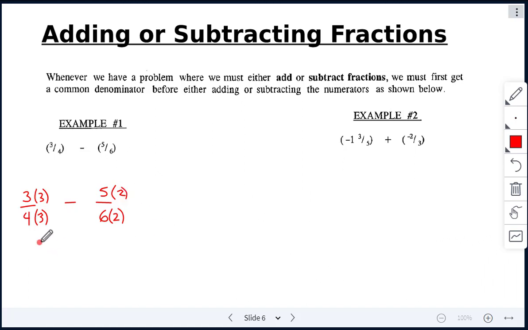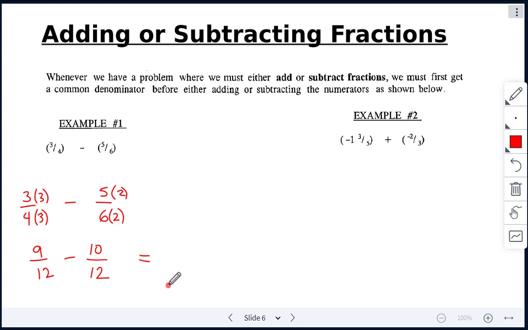All right, so now I can see that 3 times 3 gives me 9 for my numerator. My denominator is 12. And then here I end up with 10. 5 times 2 is 10, and my denominator is also 12. All right, when adding and subtracting fractions, you keep the denominator the same. So we have 9 over 12 minus 10 over 12.